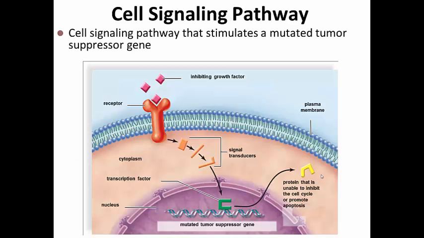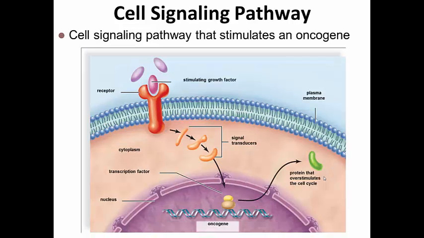What we see here is a mutated tumor suppressor gene. An inhibiting growth factor binds to a receptor. We have a signal cascade here, protein A, protein B, protein C, that activates a transcription factor that binds to the DNA, bringing about the production of the tumor suppressor protein. However, the DNA is mutated, and so the tumor suppressor protein that's produced is unable to stop the uncontrolled division of the cell and initiate apoptosis. As we mentioned, over half of all human cancers are tied to that tumor suppressor gene that is referred to as p53.